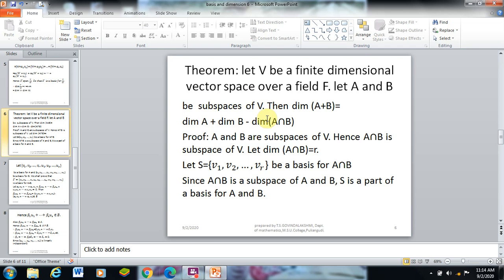Let A and B be subspaces of V, hence A intersection B is a subspace of V. Let the dimension of A intersection B equal r. Let S equal the set of r vectors v1, v2, etc., vr be a basis for A intersection B. Since A intersection B is a subspace of A and B, S is a part of the basis for A and B.